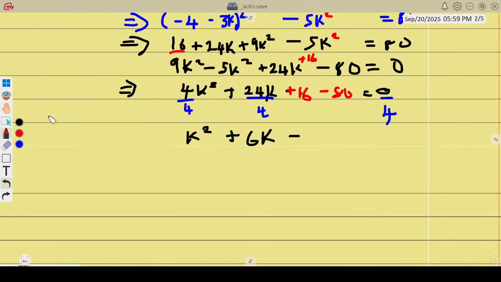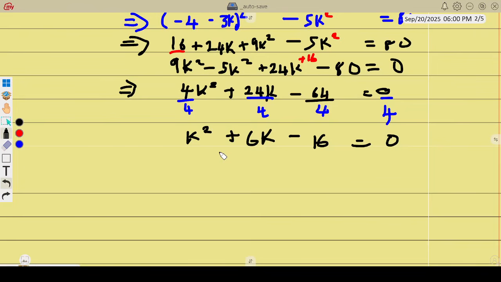So we forgot our positive 16. So positive 16 minus 80, that is negative 64. Meaning this part, when we simplify, we're getting negative 64. Yeah, so now we've made the correction. So 64 divided by 4, we get 16. So this is our 16, and this is just 0.